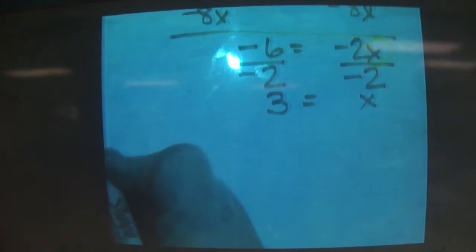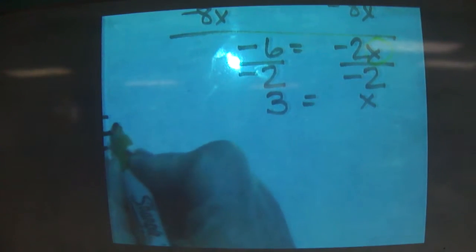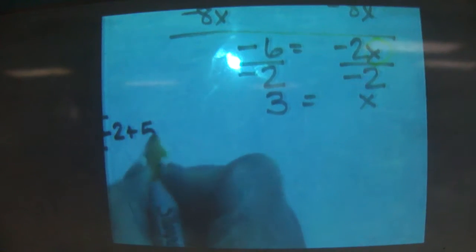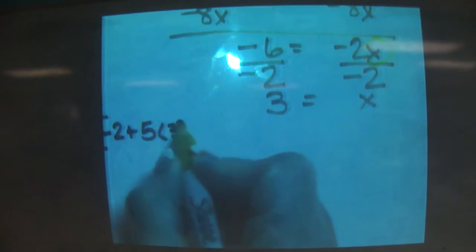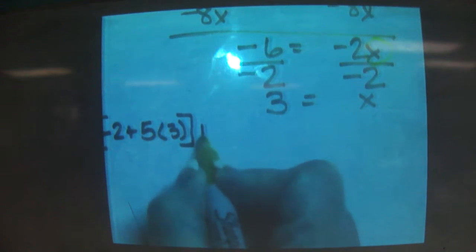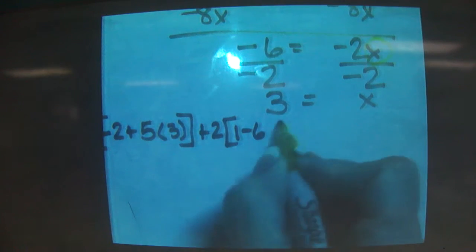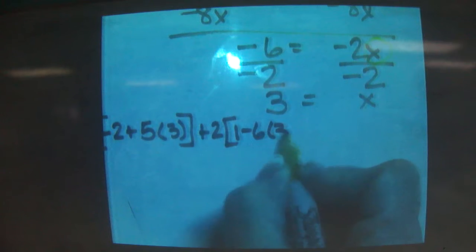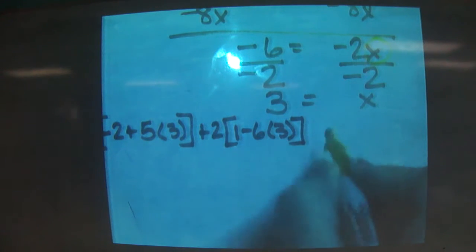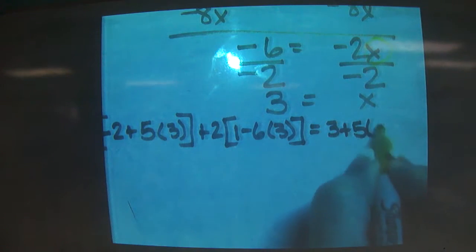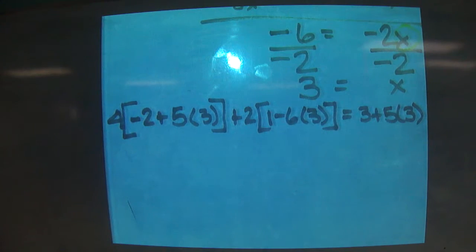Because what you do is you go back and you write the original equation. Except now you know what x is. So every time you see an x, you substitute your answer. That's easy. 4 times -2 plus 5 times 3, plus 2 times 1 minus 6 times 3, equals 3 plus 5 times 3. And you just solve it using the order of operations.